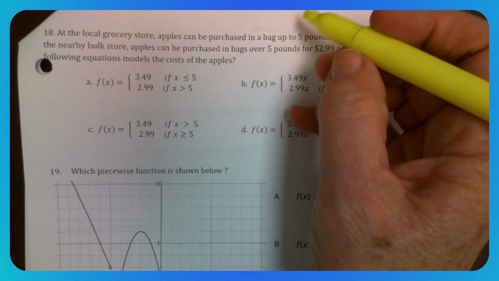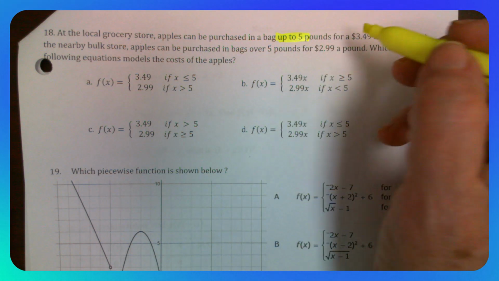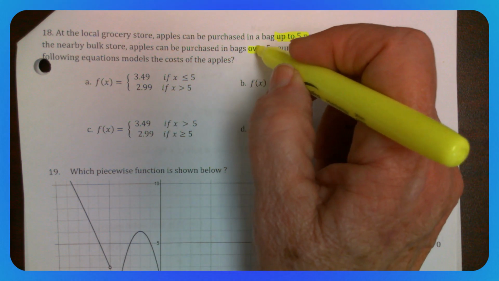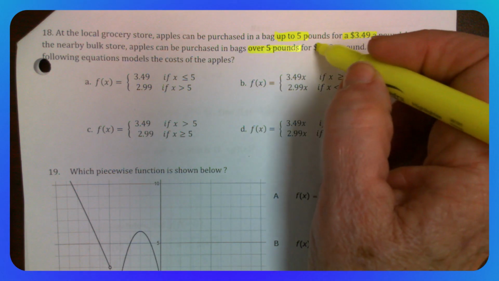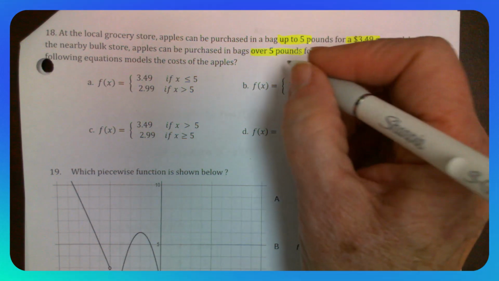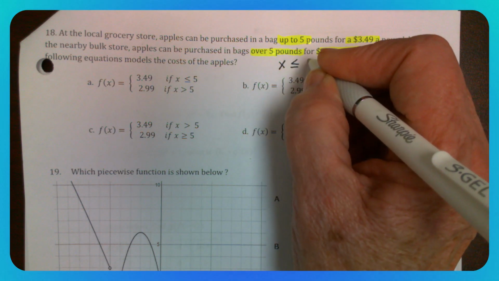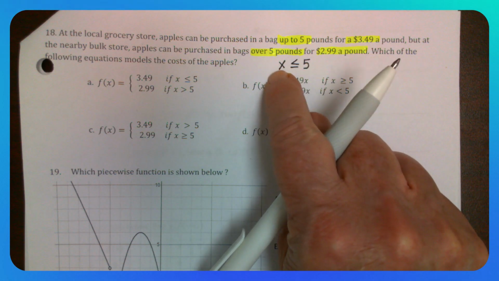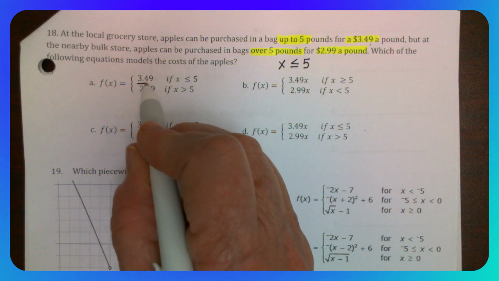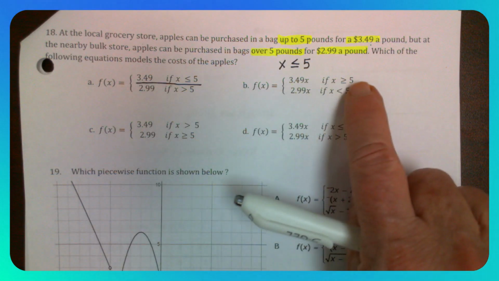So we read through it to get an idea. Let's read back through it and highlight information. So if we go up to 5 pounds, can't go over, but it can be equal or under 5 pounds. The cost is $3.49 a pound. At the bulk store, over 5 pounds is $2.99 a pound. Okay, so let's model that. So up to 5 pounds, x is going to be less than or equal to 5 pounds because we can go all the way up, stay under. And then that's going to match with $3.49 a pound. So $3.49 if x is less than or equal to 5. So that matches with A.